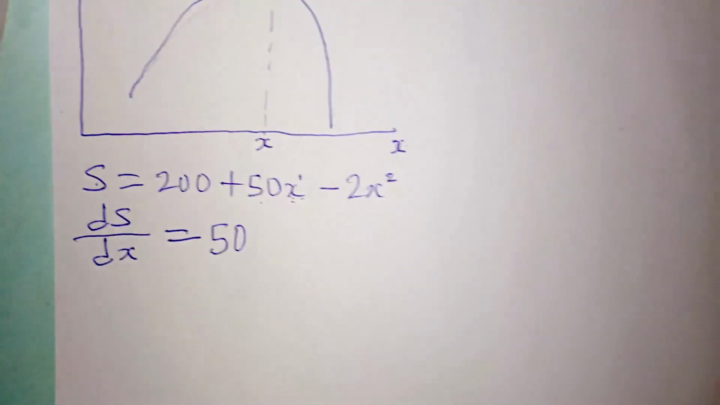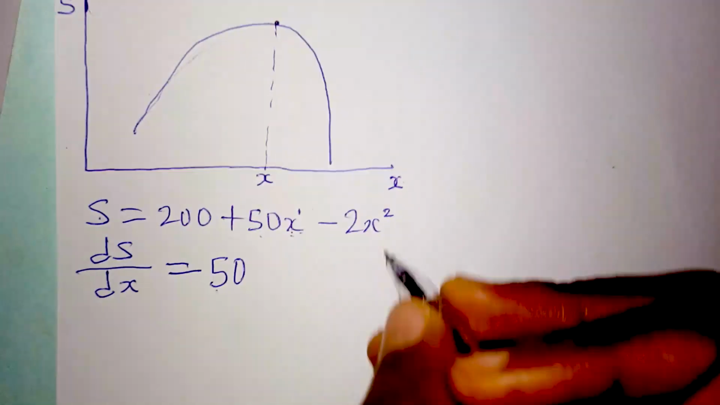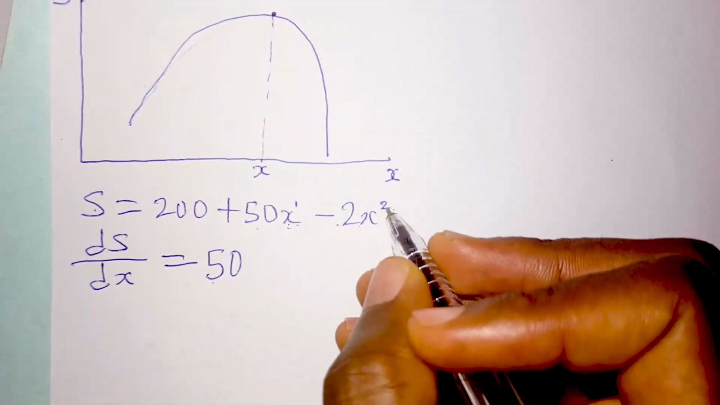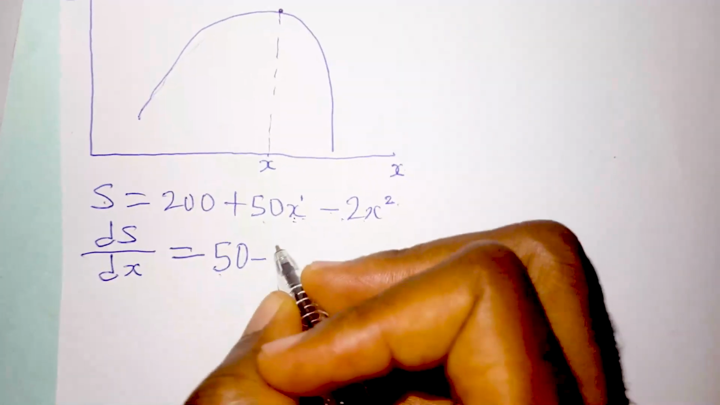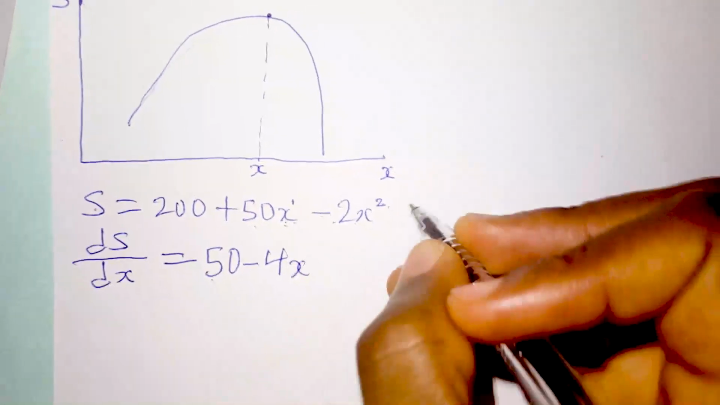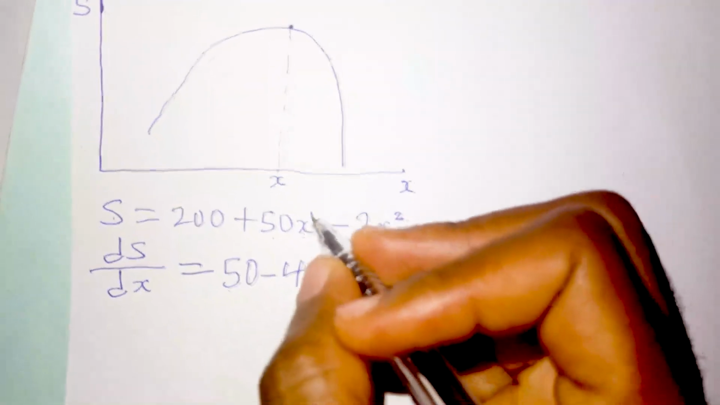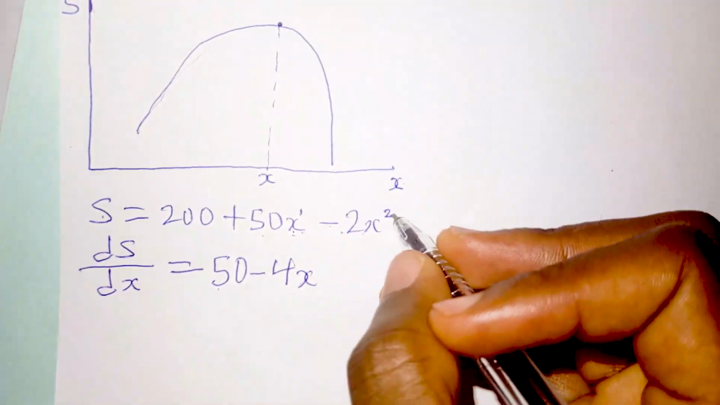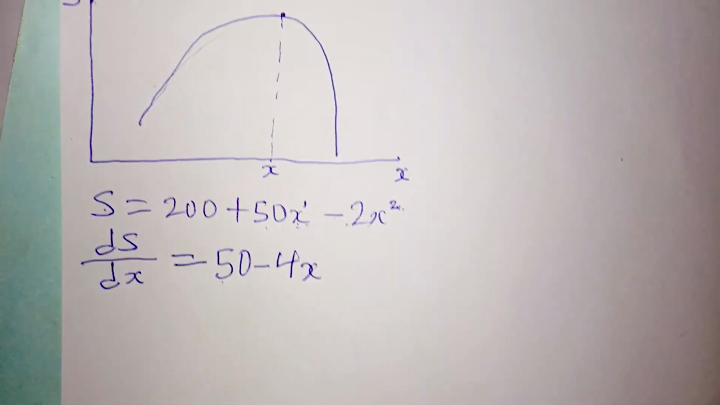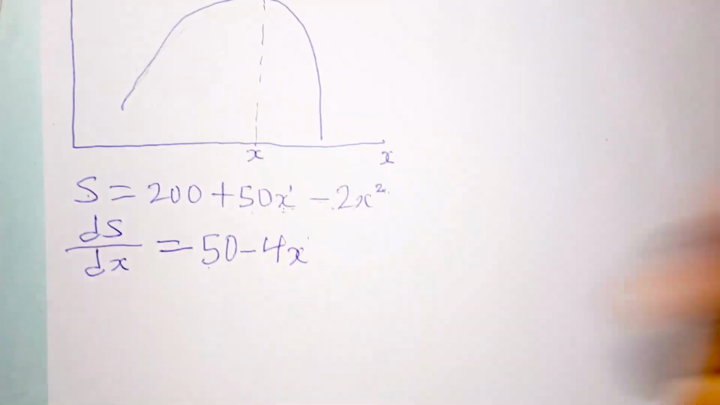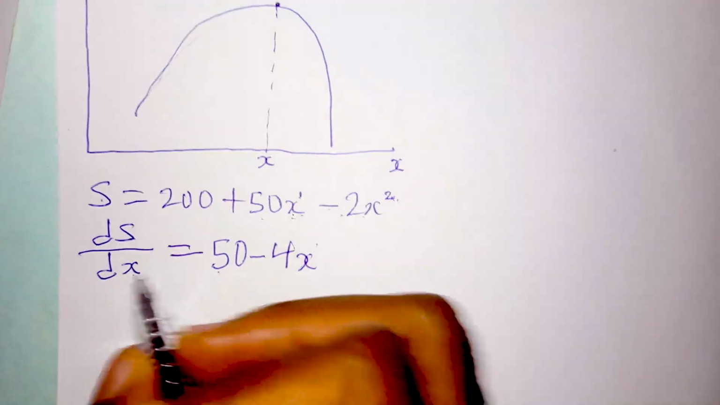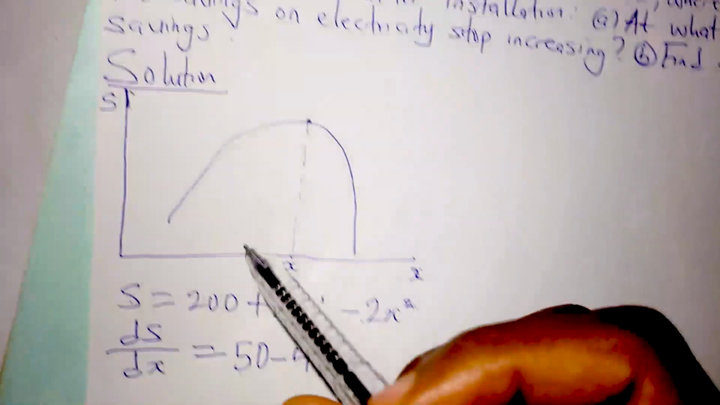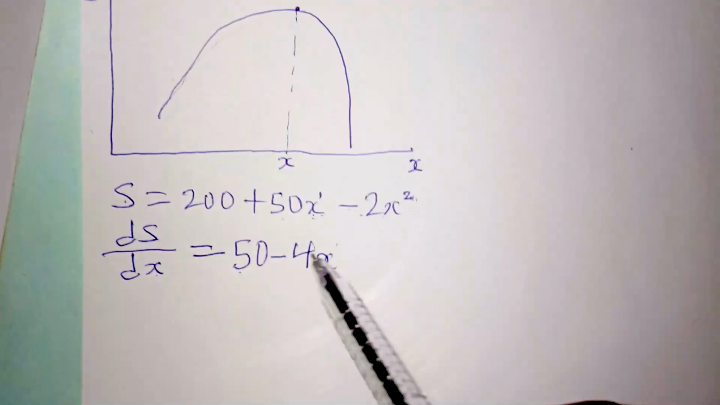So this becomes 50. Then when you differentiate minus 2x squared, 2 will step down to multiply this minus 2, and that will give you minus 4x. Then you remove 1 from this power, the same way we remove 1 from here. That is just the normal way of differentiating. You're going to have minus 4x raised to power 1. I may not write the 1. So this is my dS/dx. So this parabola has this gradient.